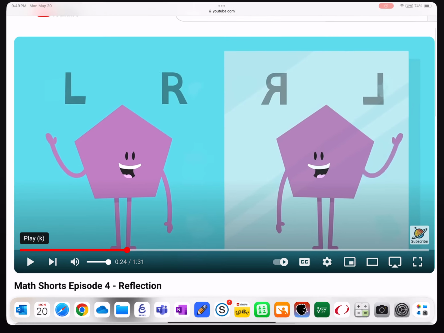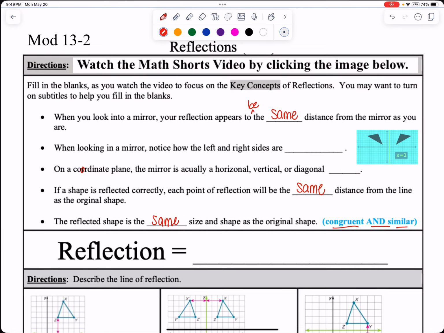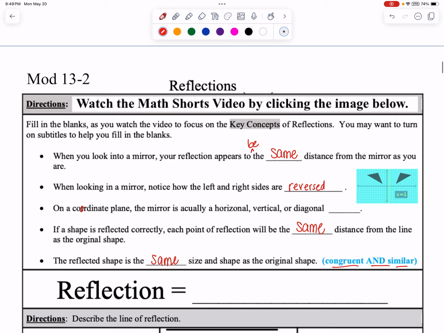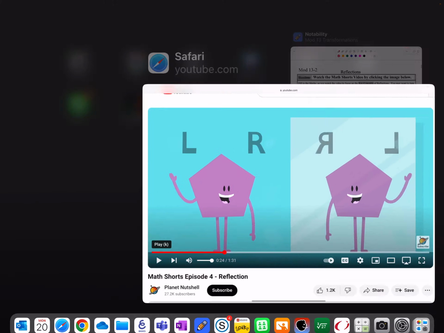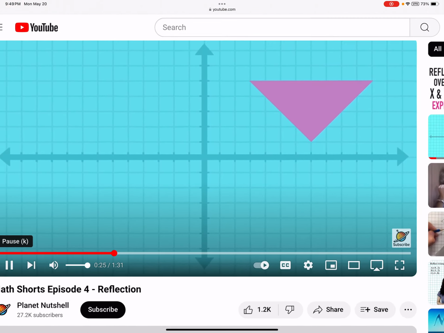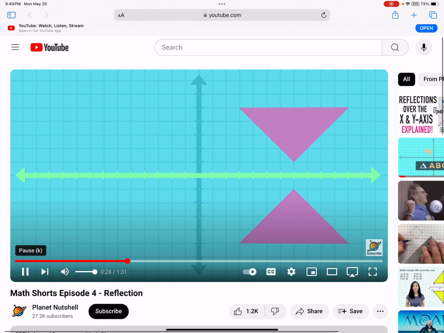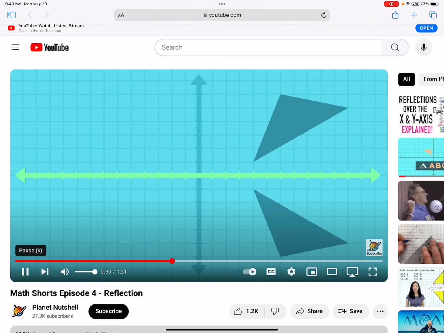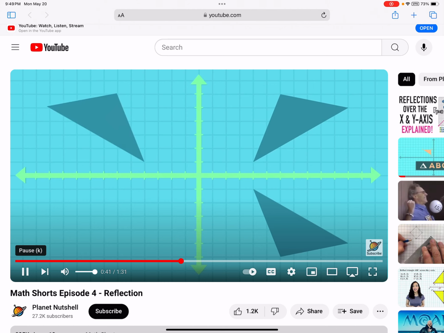Okay, so let's go ahead and fill out reversed. The left and right sides are reversed. Okay, back to the video. When we reflect this triangle like this, the x-axis acts like a mirror. You can reflect all kinds of shapes as long as you determine the line that you want to reflect on, just like a mirror. For example, you can use any line along the x-axis or the y-axis.